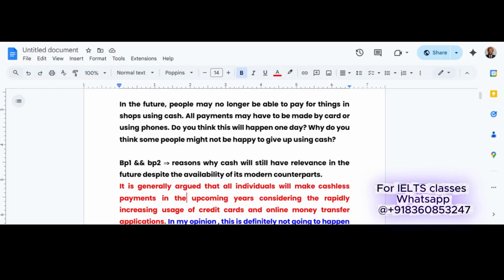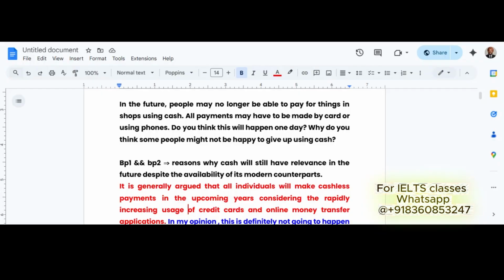They are saying that in the future, every payment will be done cashless. There will be no cash used. So the first question is, do you think that this is going to happen or not? And the second question is, do you think some of the people would be unhappy to give up cash? So we will talk about both of the aspects.